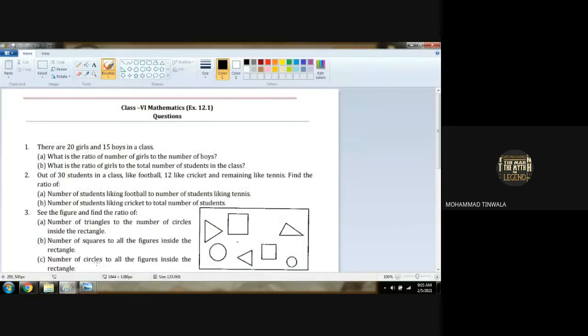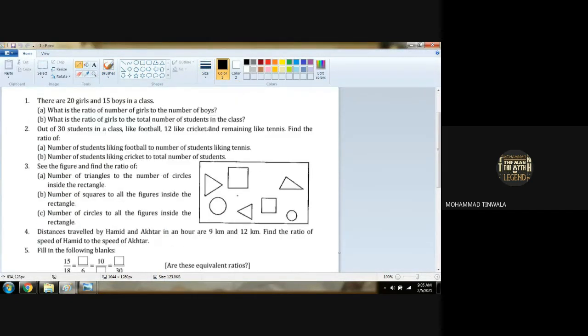Chalo, let's do it. Question number 1. Who will read this question? This is the same example that came before. Okay, read it. Yes. There are 20 girls and 15 boys in the class.